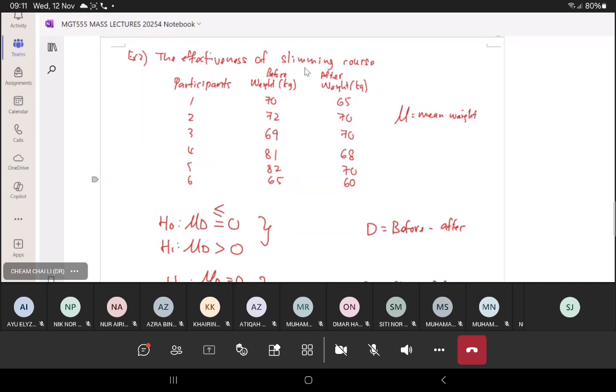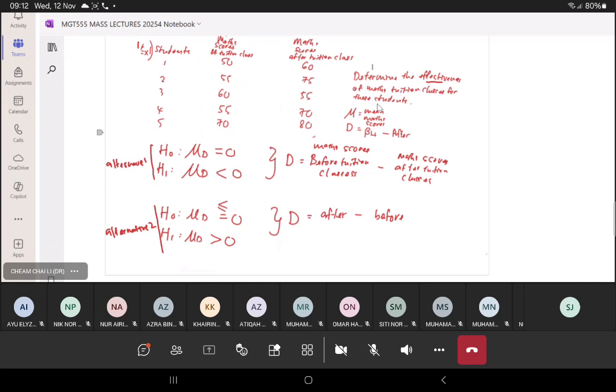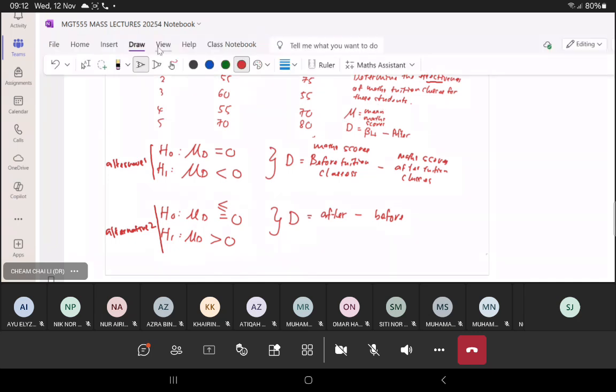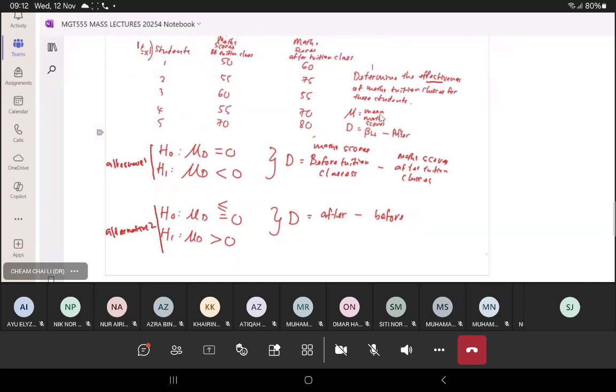So if you want to check whether the slimming course is effective in reducing weight, by right, six months of intensive course will reduce our participants' weight, right? Now, let's define mu. Earlier we needed to define mu for the first scenario. Mu is the mean math score, right? So we define it as before minus after.